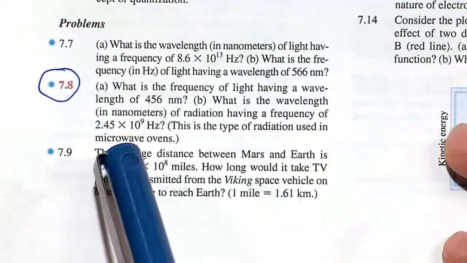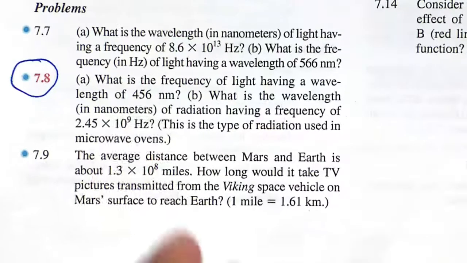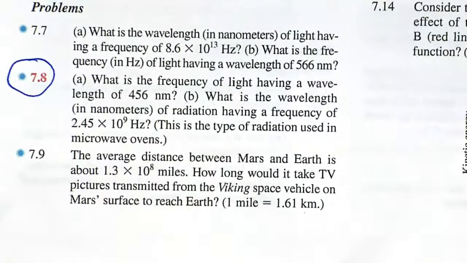In this video, we will go over how to calculate the frequency and how to calculate the wavelength of electromagnetic radiation. You have to remember that these radiations travel at the speed of light, which is 3 times 10 to the 8 meters per second.